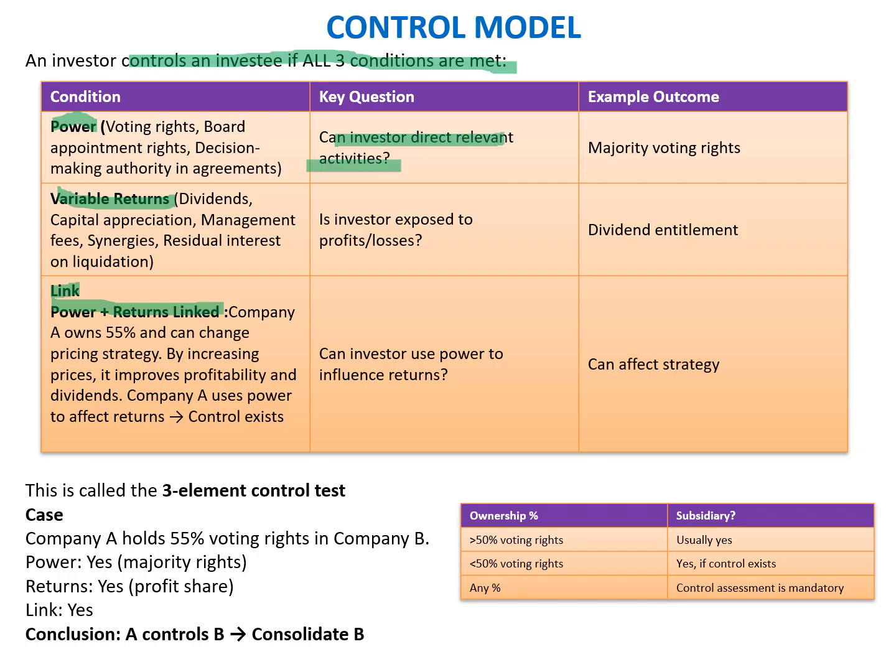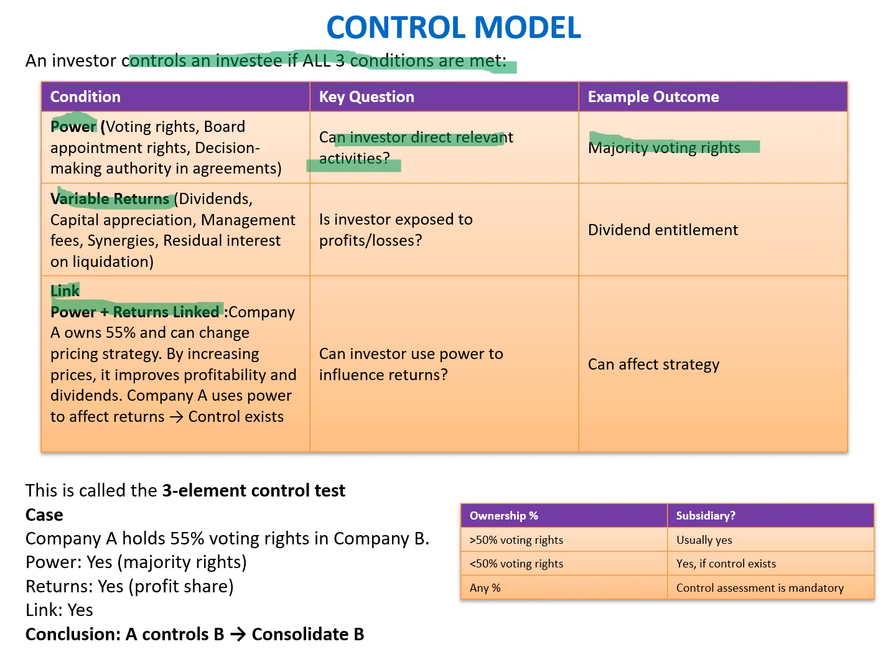Can the investor direct relevant activities? An example is majority voting rights. So the key question to be answered for power is whether the investor can direct relevant activities. If the answer is yes, then definitely power is established with the investor, and the investor can take decisions on behalf of the investee. An example is majority voting rights.